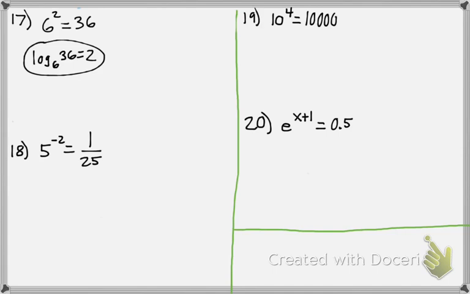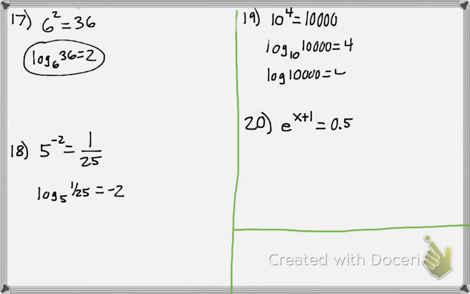For number 18, the equivalent log form would be log base 5 of 1 over 25 is equal to negative 2. For 19, this will be log base 10 of 10,000 is equal to 4. And then you actually don't need to write the base 10 because it's implied. So this will be log of 10,000 is equal to 4.